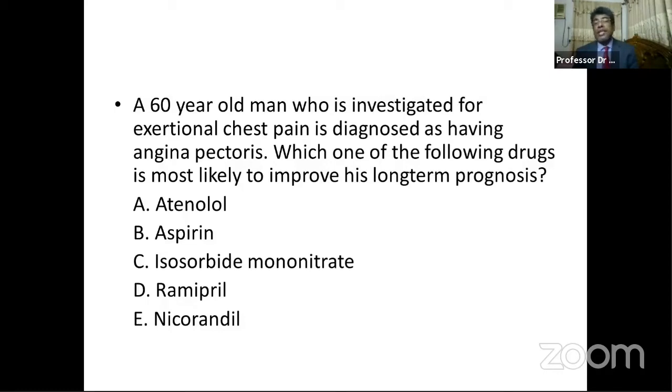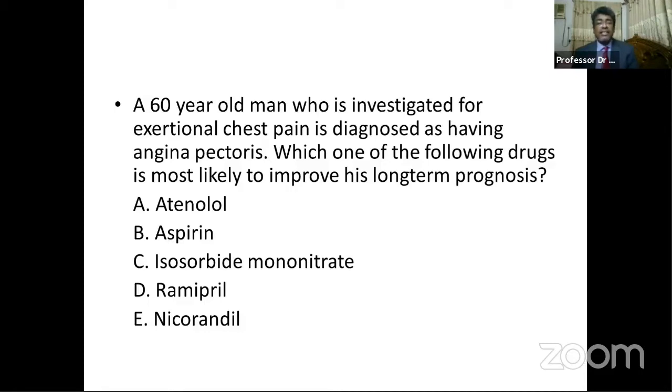It shows that ramipril actually has the biggest role in improving the long-term prognosis, as well as reducing the long-term mortality and long-term morbidity. And nicorandil actually has a very small role in reducing the long-term mortality and morbidity.